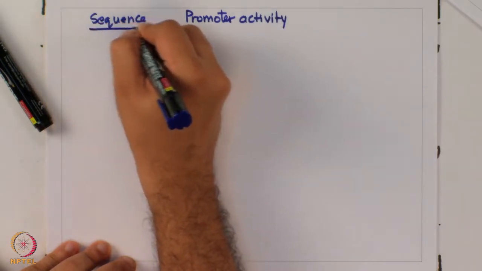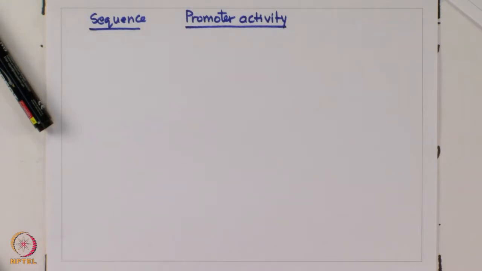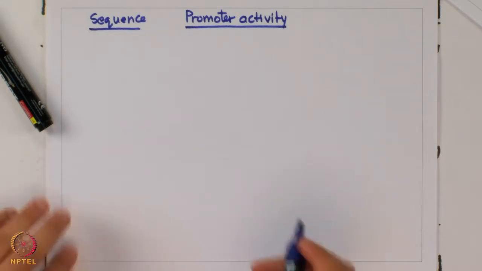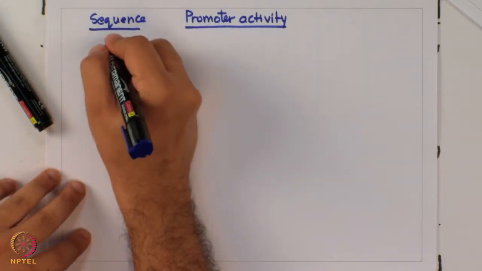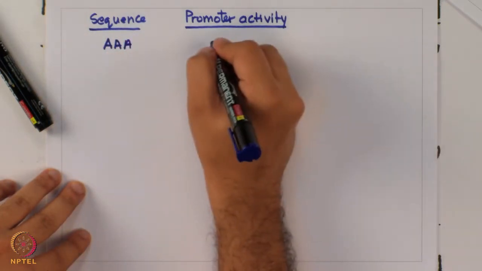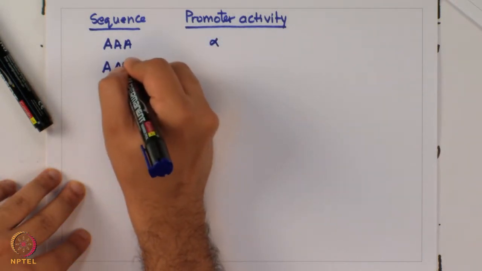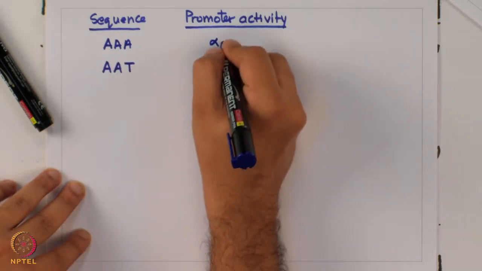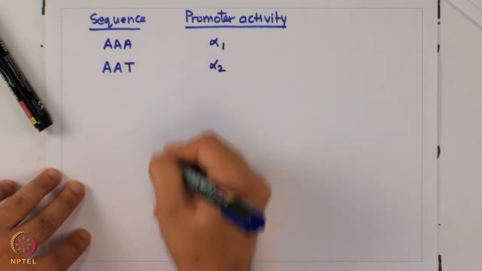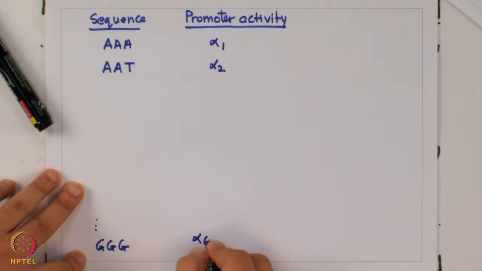And remember, when I say sequence, we are only talking about the 3 nucleotides which we are varying here, keeping all the other sequences in the DNA polymer of interest of the promoter region constant. So, the first sequence is AAA, and promoter activity might be measured in some units, so you have some number alpha 1. Then you have the next sequence AAT, call this alpha 2, and so on and so forth, and you end up with the 64th one, which is say GGG, alpha 64.